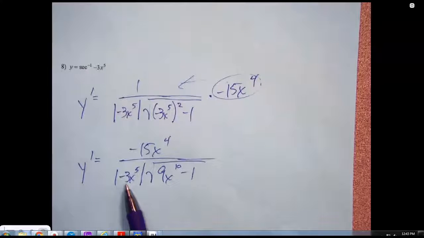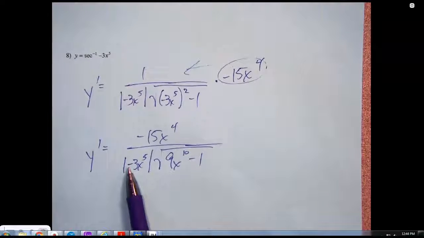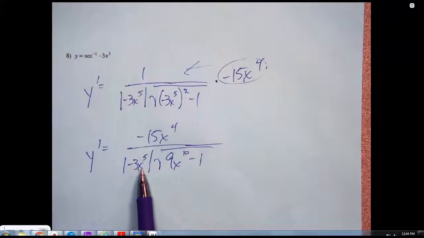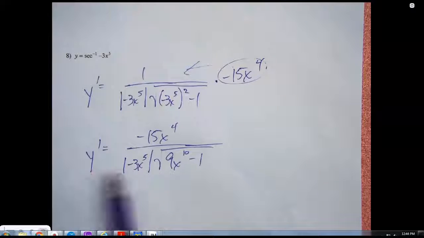The second thing here is don't get rid of this absolute value sign. A lot of people got rid of the absolute value sign and made the negative 3 or positive 3, but the x to the 5th needs to be absolute valued also, so it's just a lot easier to leave those signs there and not mess with trying to simplify it.